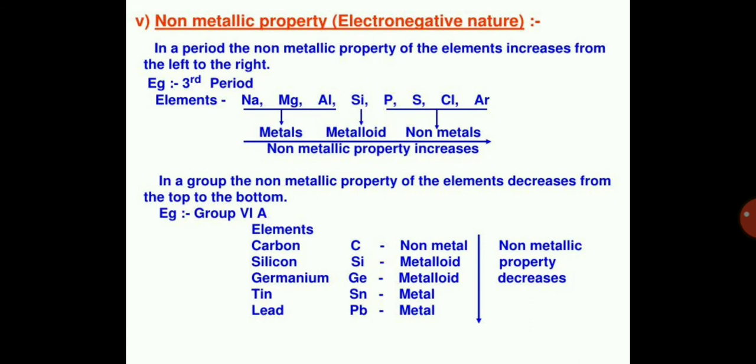Next is electronegativity. In a period, the non-metallic property of the elements increases from left to right. First there are metals, then metalloids, then non-metals, so the non-metallic property is increasing, and in the groups the non-metallic property is decreasing. Non-metallic means electronegative in nature, and metallic property means electropositive in nature. So these were the properties of the elements which are trending in the periodic table.